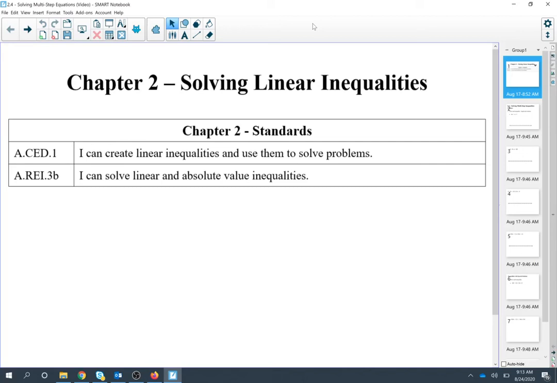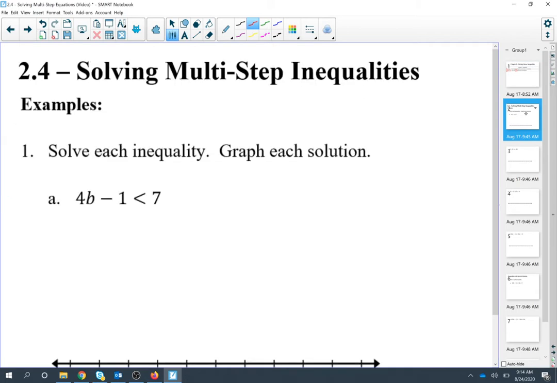Okay, everyone, and welcome back to Chapter 2, Solving Linear Inequalities. Just a quick recap again before we get started. We're working on our two standards, and really we're hitting this one really hard, and we're still working on solving our linear inequalities. 2.4 is solving multi-step inequalities, and this is going to be exactly like solving multi-step equations, except all of the rules that we've learned about our inequality symbols we have to remember as we go along.